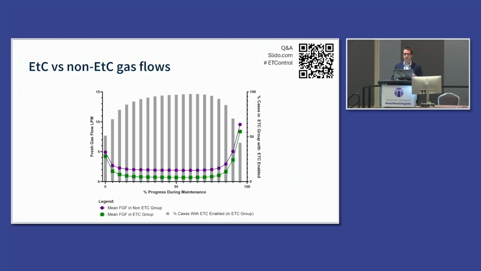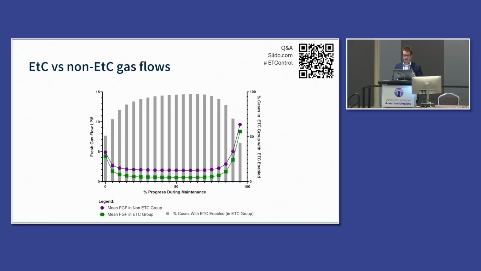So some people will secure the airway and hit the button straight away. That's ideal. Other people will just kind of secure the airway and leave the flows at 8 litres a minute for 20 minutes. That's not ideal. The purple line here is the average flow when it's used without end-tidal control. And the green line is the line with end-tidal control. And you can see at every stage of the case, cases done with end-tidal control turned on have lower flows, and as a result, consume less sevoflurane.